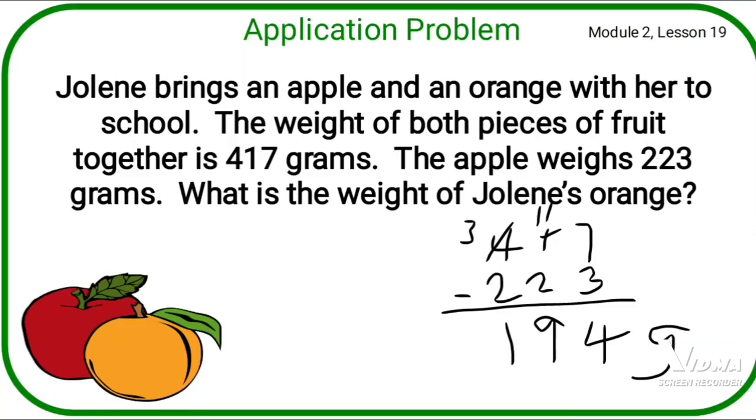Here's an application problem. Jolene brings an apple and an orange with her to school. The weight of both pieces of fruit together is 417 grams. The apple weighs 223 grams. What is the weight of Jolene's orange? Simple. Remove 223 from 417. My answer, 194 grams. Look at this 7 there.